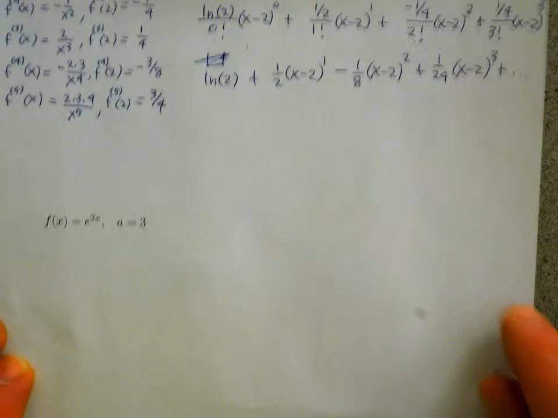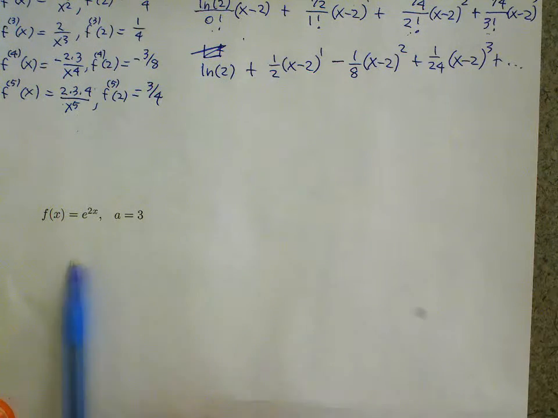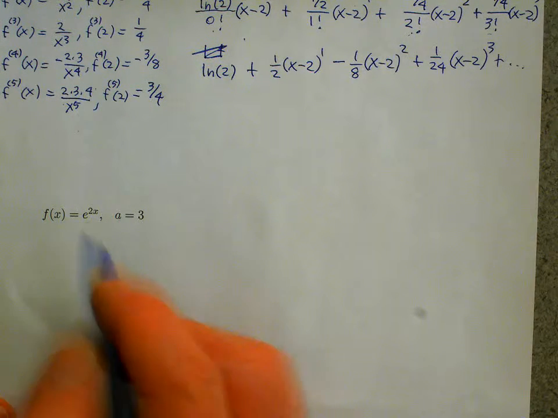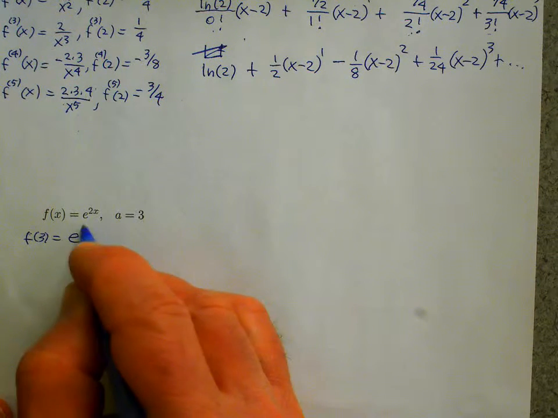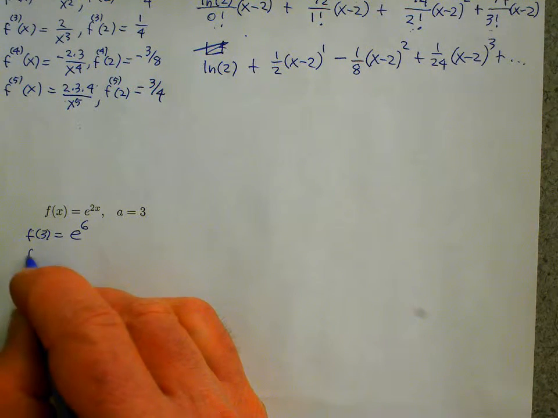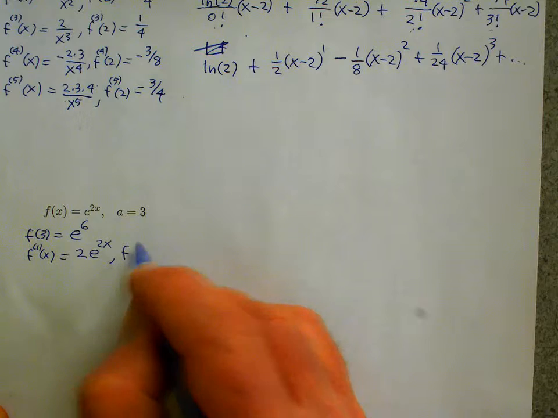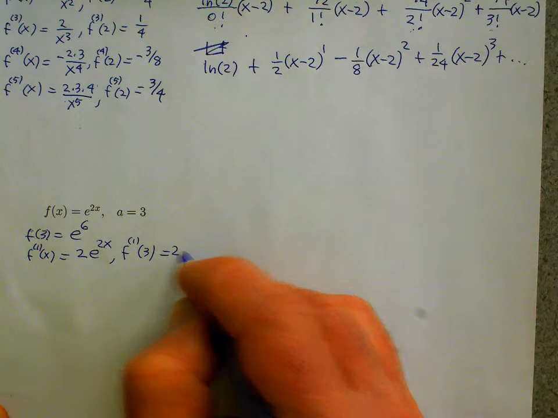Okay, the next one, f of x equals e to the 2x, a is equal to 3. So let's find the first few terms of the Taylor series. Okay, well, if f of x is e to the 2x, then f of 3 is e to the 6th. And then the first derivative is 2 times e to the 2x. Evaluate the first derivative at 3. We get 2 times e to the 6th.